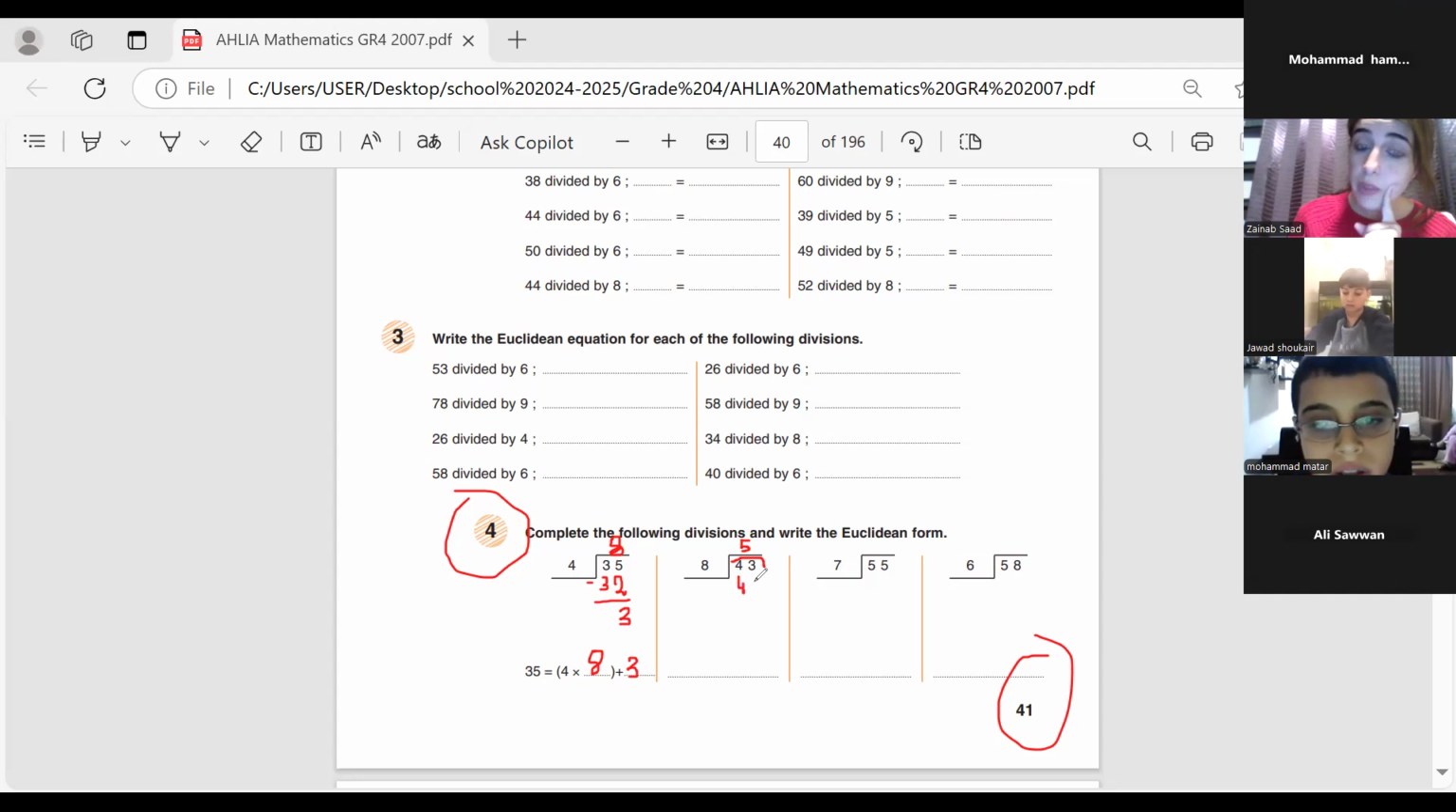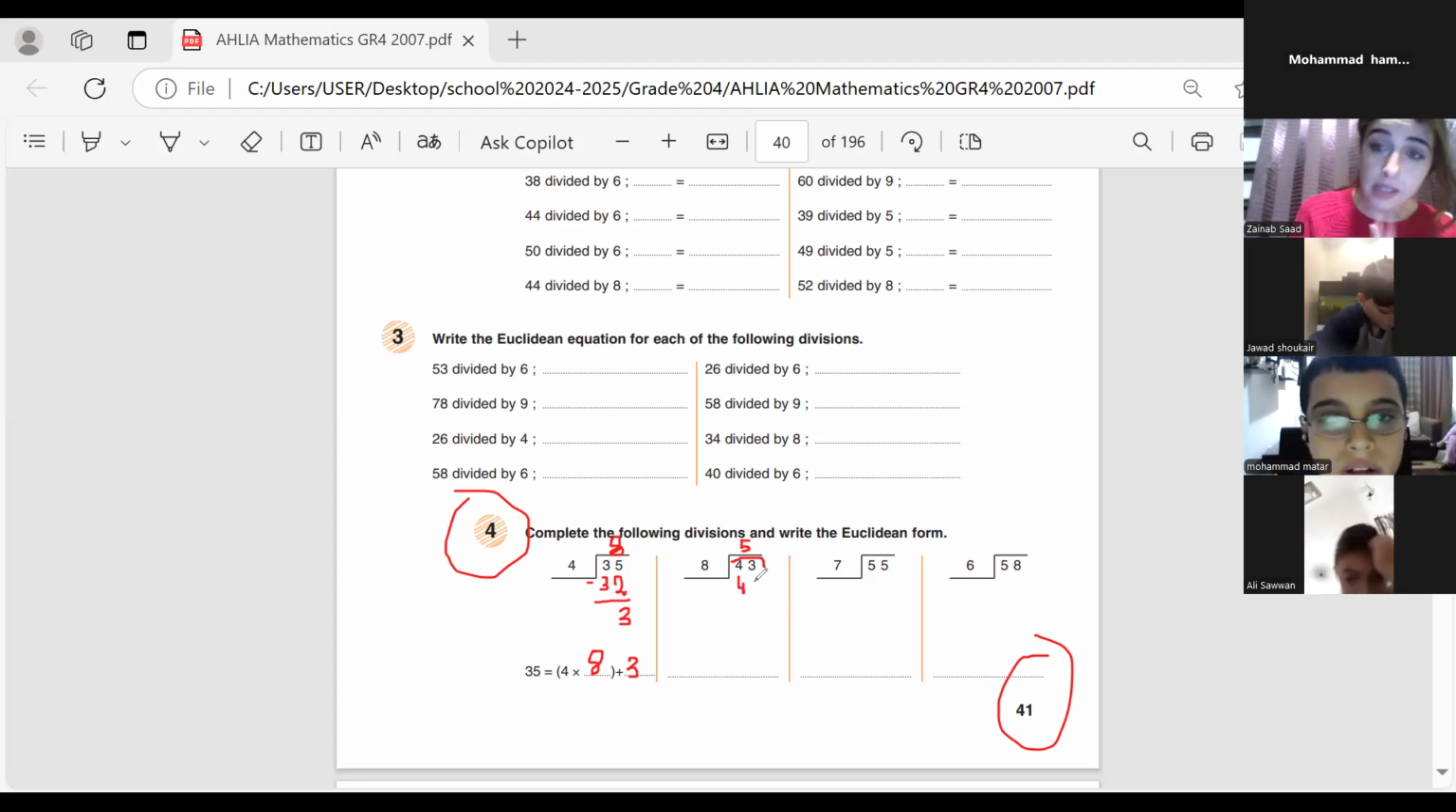I don't choose something more than 43. I need something near to 43, but less. Okay, if we don't have 43. So 43 minus 40 now. 43 minus 40, Muhammad, that's how much? 3. Bravo, so it's a 3.